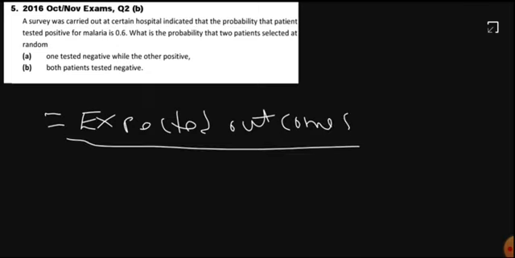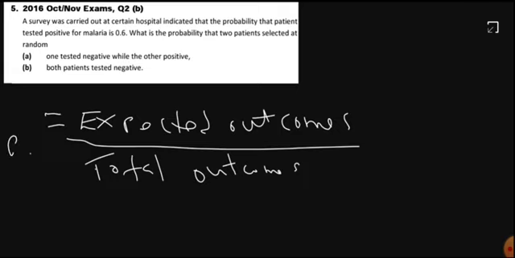So in this video, we'll be looking at probability. Now we know that probability is a ratio of the expected outcomes divided by the total number of outcomes. And that's what we know that probability is about.